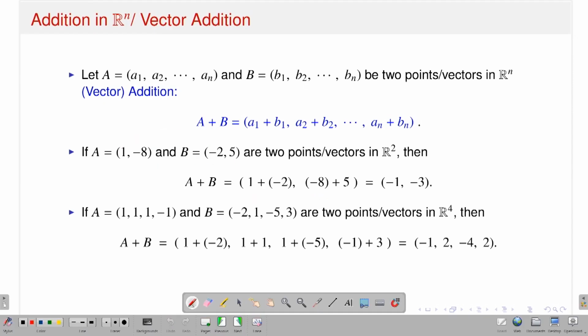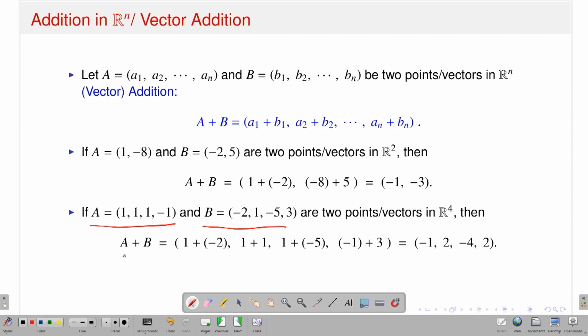Similarly, I am taking another example, a vector in R4, that is A = (1, 1, 1, -1) and B = (-2, 1, -5, 3). These are the two vectors in R4.